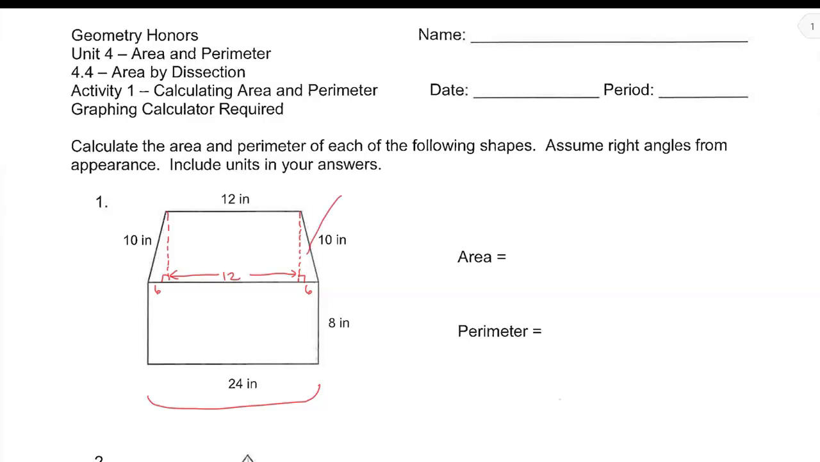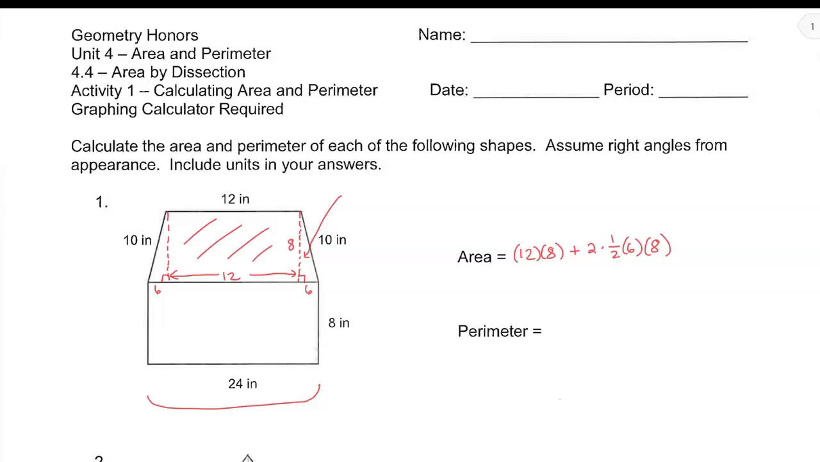That means I have a right triangle here with a leg of 6 and a hypotenuse of 10. The other leg of the right triangle will be 8, and that happens to be the height. I can find the area of this rectangle here, which would be 12 times 8. And then I have two right triangles. So I'm going to go 2 times the area of the triangle, which is 1/2 base times height. So 1/2 times 6 times 8. Now I'll have the area of the trapezoid on the top.